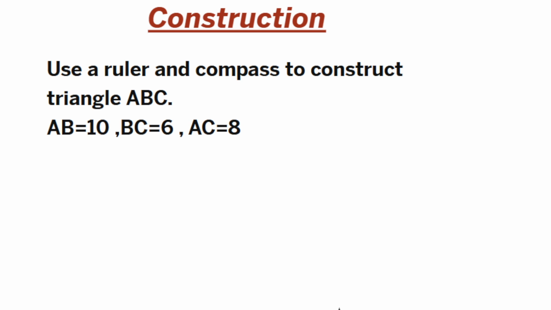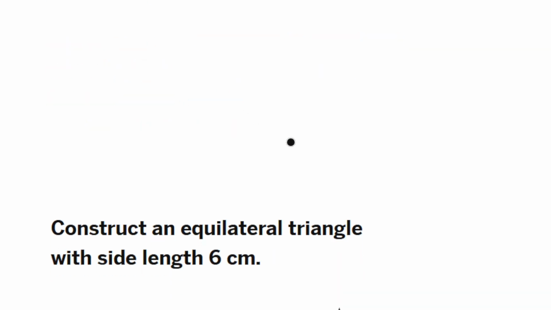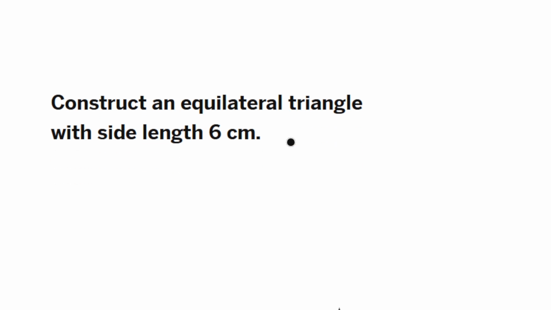In this video, we'd like to do some construction. This is part of the GCSE, IGCSE and many exams. The questions will look something like this. Use a ruler and a compass to construct triangle ABC where AB is 10 centimeters, BC is 6 and AC is 8. Another question is something like construct an equilateral triangle with side length of 6 centimeters.